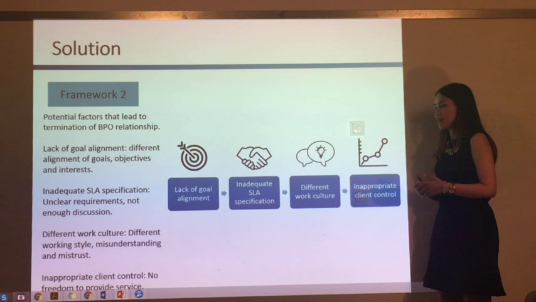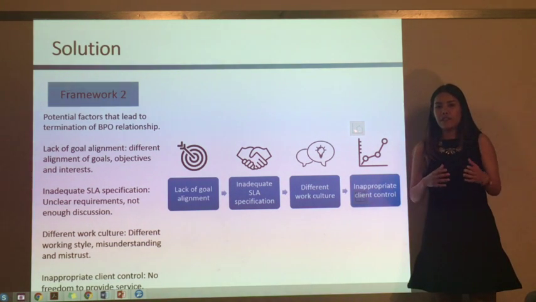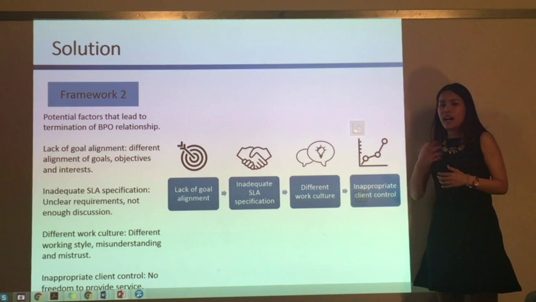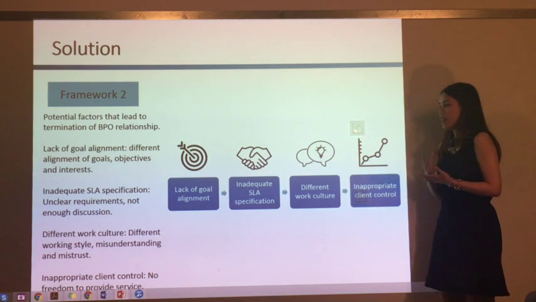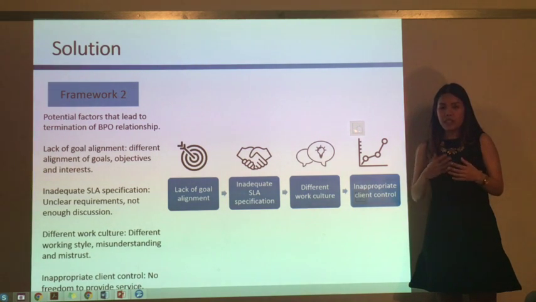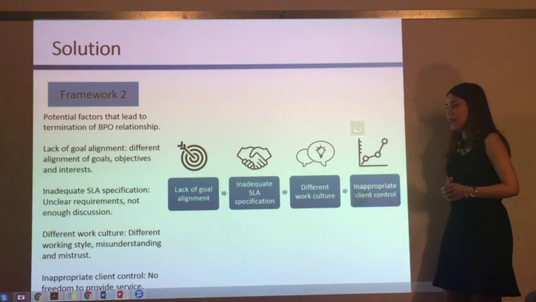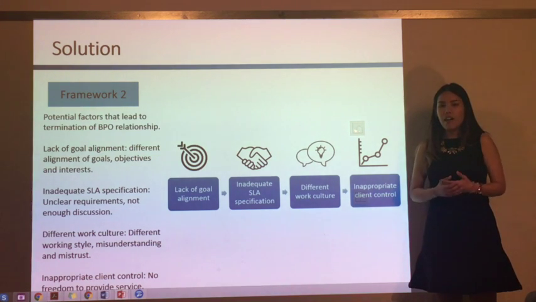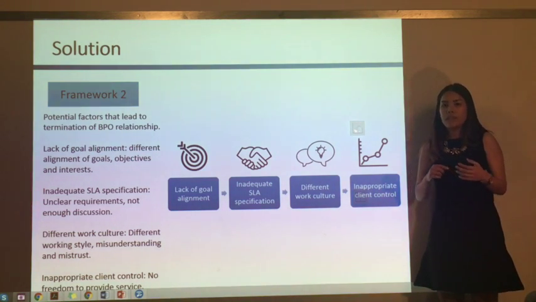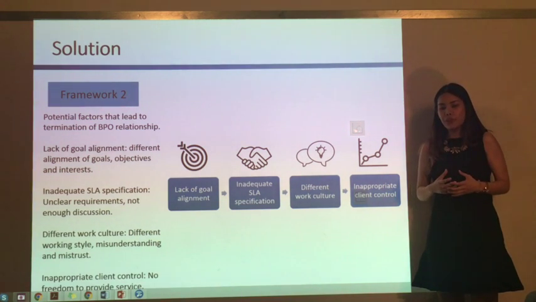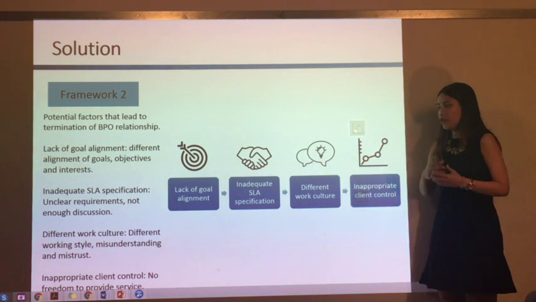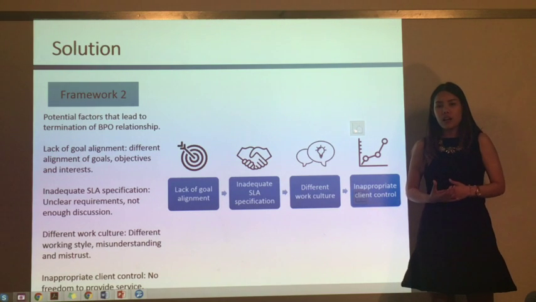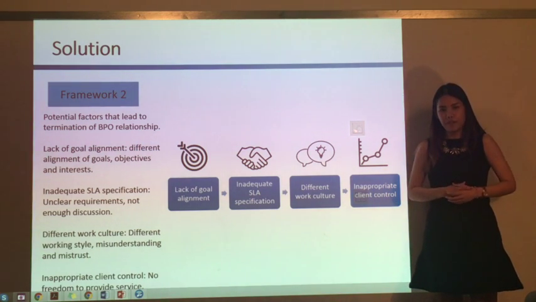The first one is lack of goal alignment. Imagine that you are the client and you ask the vendor for a solution for your business, but you have different sets of goals, objectives, and interests. It's going to be difficult to work together in the future. Next is inadequate SLA specification in terms of quality requirements or security of information, which includes intellectual property. If you don't have clear enough requirements, or you don't have enough discussion at the beginning of your relationship, it's going to be a problem in the future.